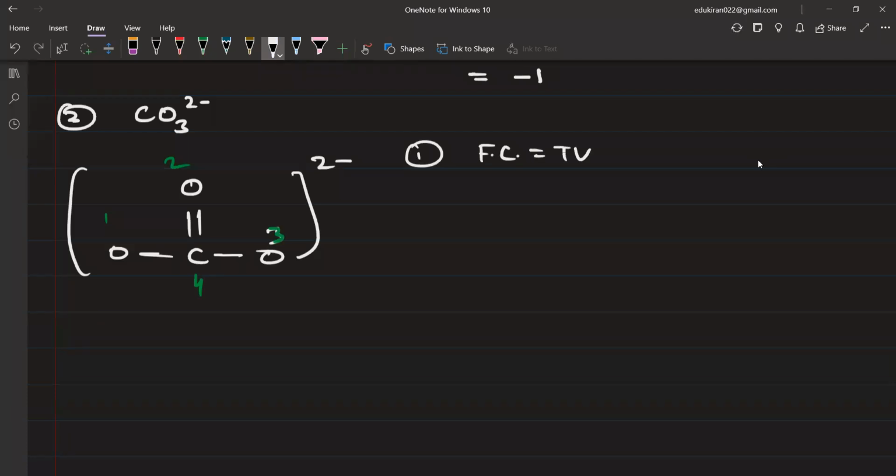FC is equal to total valence electrons minus L minus bonds. So for oxygen, the valence electrons will always be 6, minus the number of lone electrons; here you should have 1, 2, 3, 4, 5, 6. So you will have 6 and the number of bonds is equal to 1, that will give you -1. Moving to 3, you must have done the same, right?